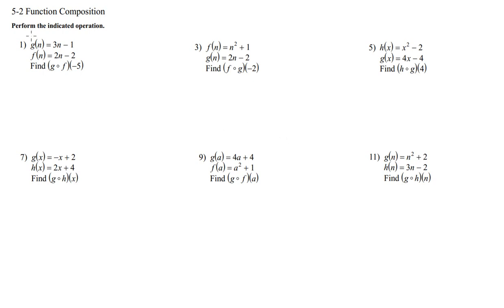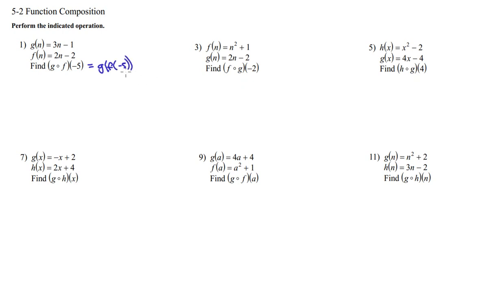I'm going to take you through some of the problems on the 5-2 function composition worksheet. Okay, so we're going to do the odds here. Let's start with number 1, g of n and f of n, and it says find g of f of negative 5. Okay, so another way we could write this is g of f of negative 5.